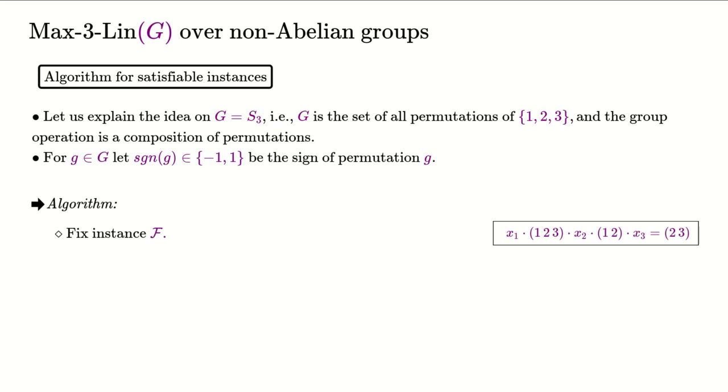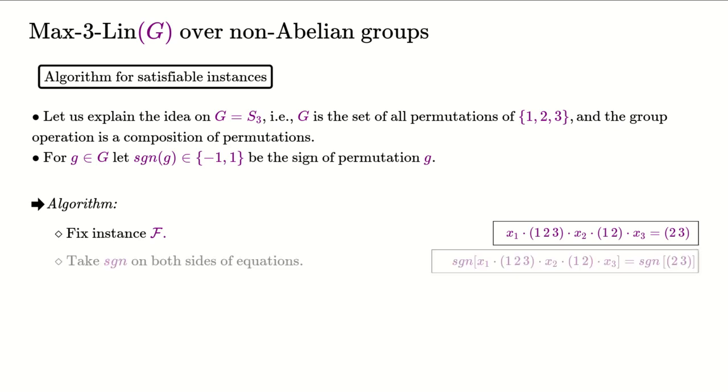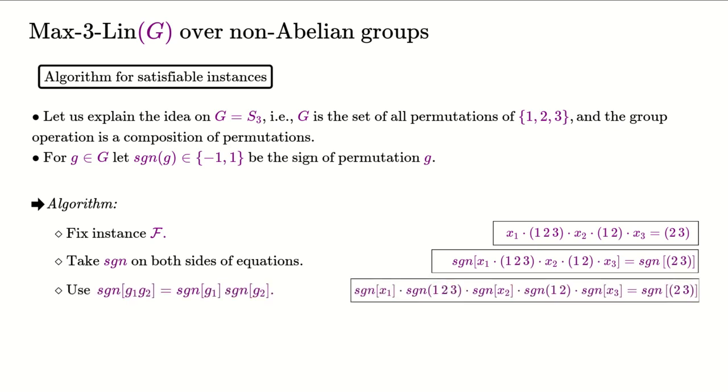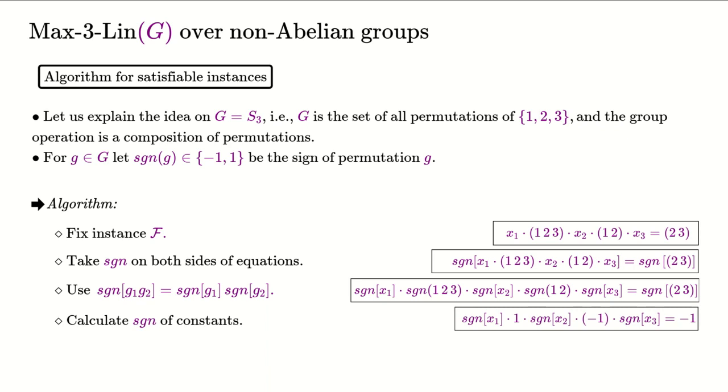We start with some instance, which has one of the equations as shown in the box. Let us now take the sign on both sides. We can then pass the sign through compositions. Then we can calculate the sign of constants. Finally, let us rename sign of xi as yi and observe that yi take values in the set {-1, 1}.